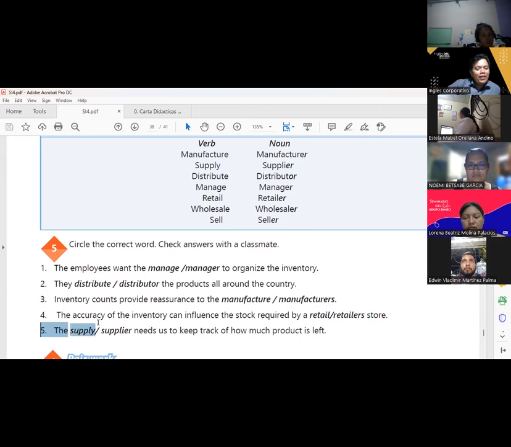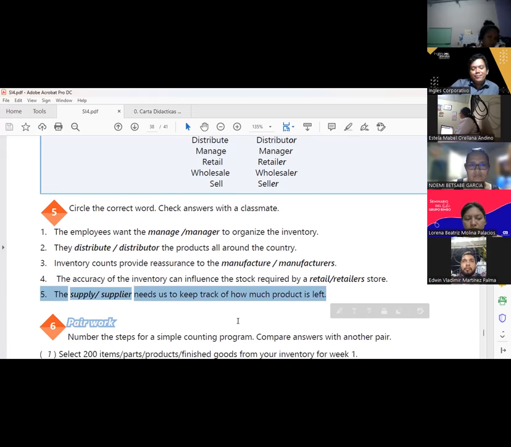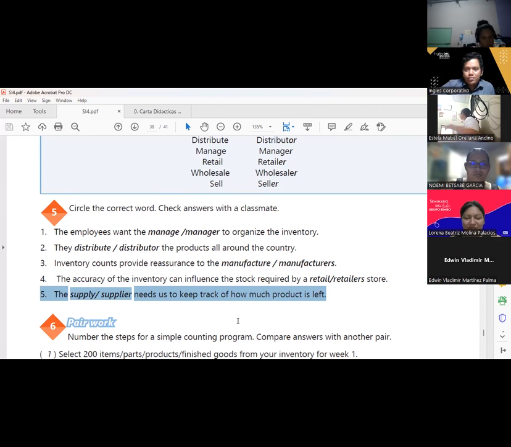Okay, good. Number five. Kenya, help me choosing the person for number five. Okay, I don't know, maybe Daniel? Daniel is not in here. So you can choose whether Noemi. Lorena. Okay, Lorena. Thank you. Go, Lorena. The supplier needs us to keep track of how much product it is. The supplier. That's what you chose.